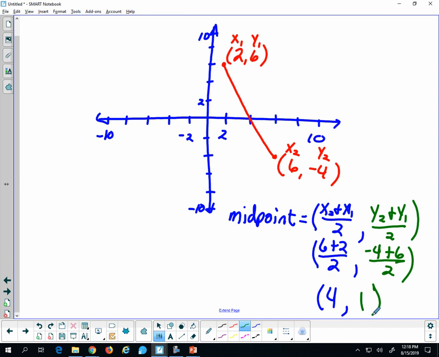So my midpoint between these 2 points, or the midpoint of this line segment, is at the point 4, 1. So that's going to be roughly right here. My line is not perfectly straight, so it's not quite exactly on the line where it's supposed to be. But that's how we would calculate the midpoint.